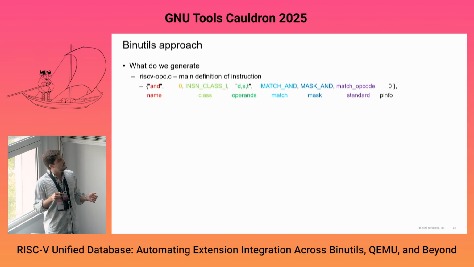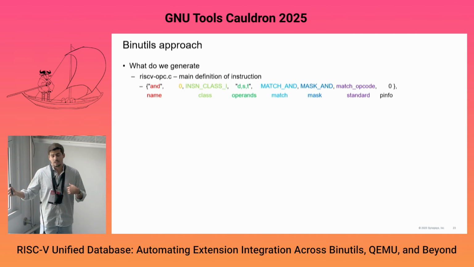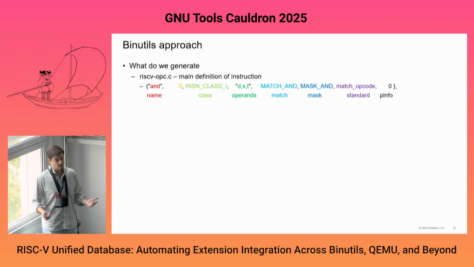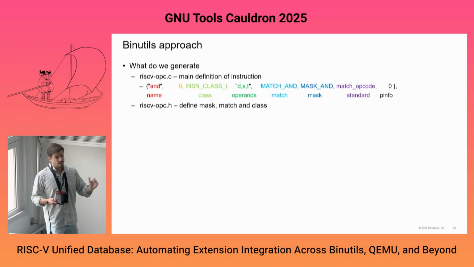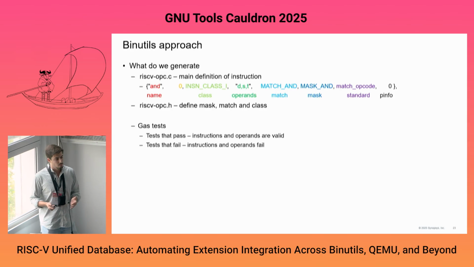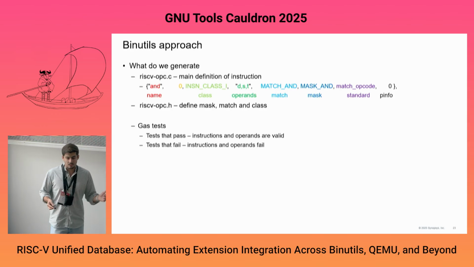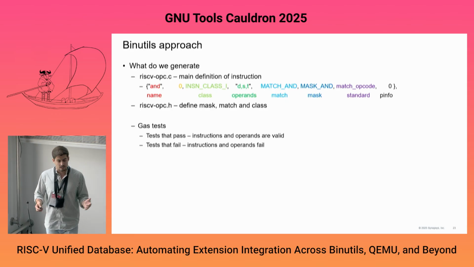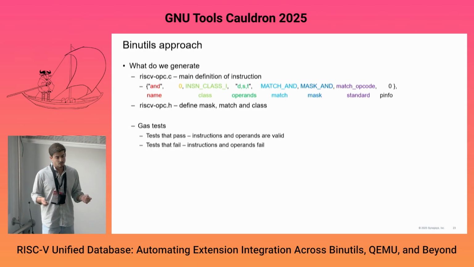Well, this is a standard definition, and then pinfo, that 0 over there just means that this is an instruction and not an alias or a macro. So as you've seen in our YAML definition, we have all this information, so we just have to make it work, right? And then there's other files, so there's a definition of the masks and the matches inside Binutils as well, and we can also generate tests. I based myself on a couple of tests I found, and obviously all the tests are tests that pass and that fail, there's no third option.